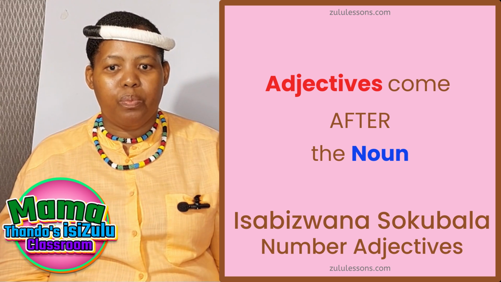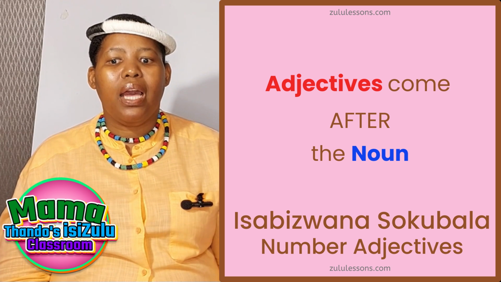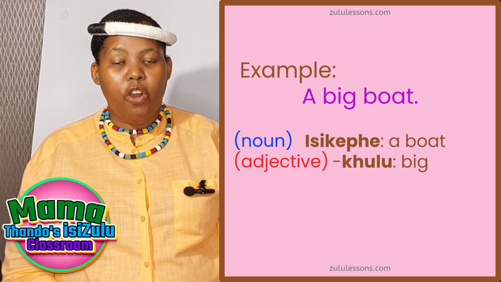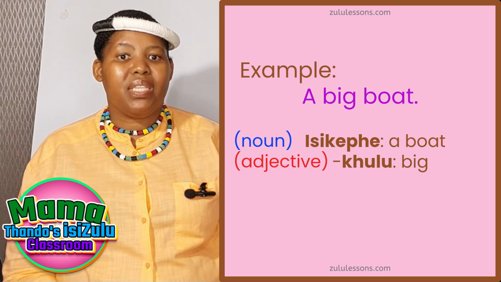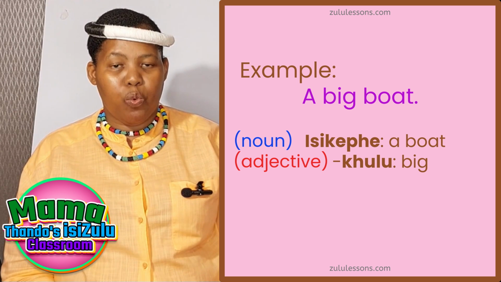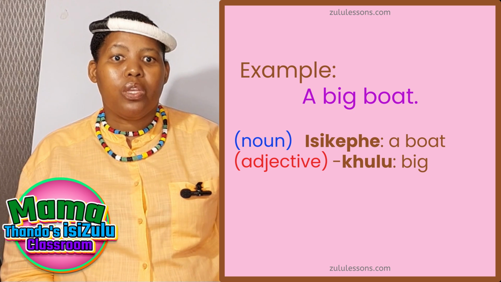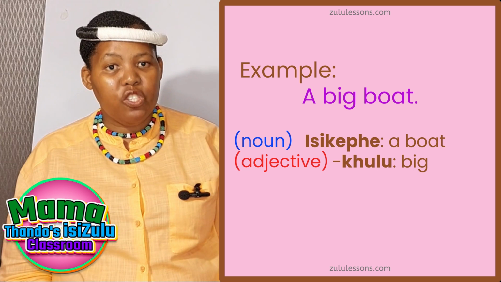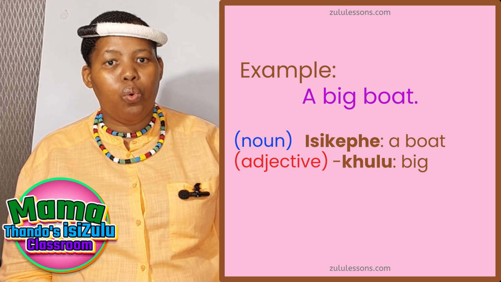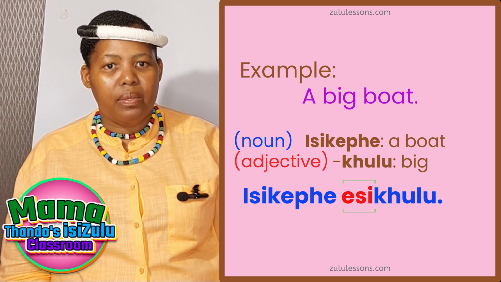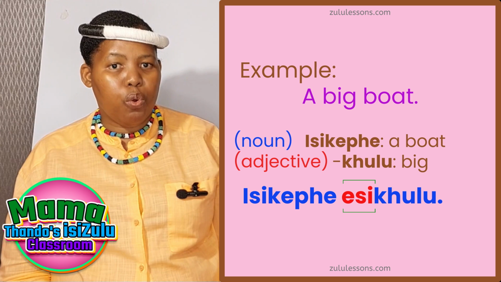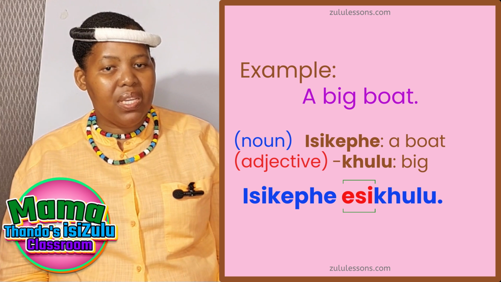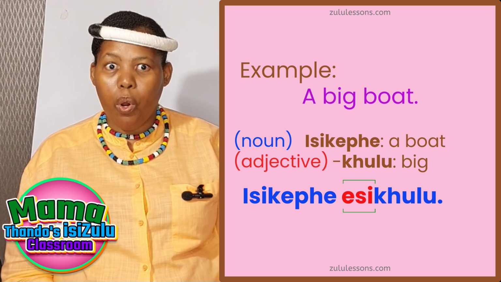In isiZulu, an adjective comes after the noun, always. For example, if you wanted to say a big boat in isiZulu, the word boat is isikephe, and the adjective big is khulu. And so you would say isikephe esikhulu. Did you notice there that the noun isikephe comes before the adjective?